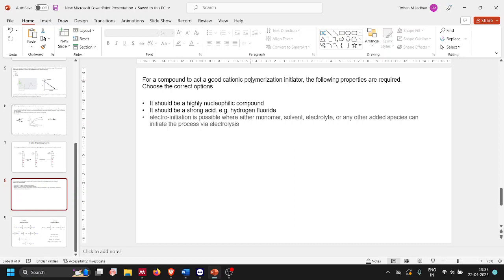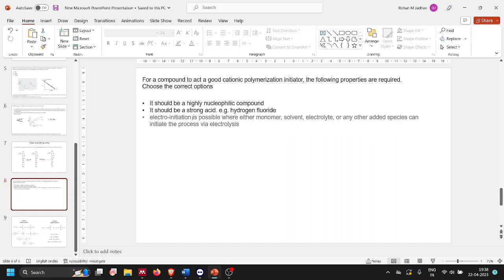So, in case of cationic polymerization initiator, it cannot be highly nucleophilic compound, since nucleophilic compound initiators are usually used for anionic polymerization process, and it should be a strong acid. Strong acids such as hydrogen fluoride are not desired in that case.